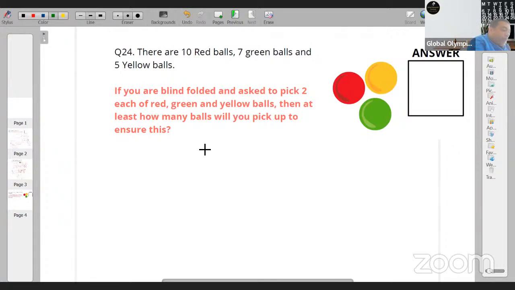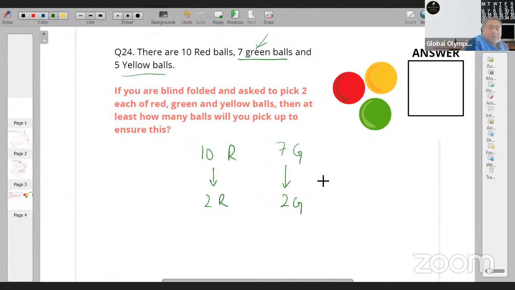So we are going to pick up first all 10 red balls. So I got my two reds, but I'm still away from my two greens and two yellows. Now the next biggest count is green. So I will get 7 greens again. Okay. So I got my 2 greens also this time.